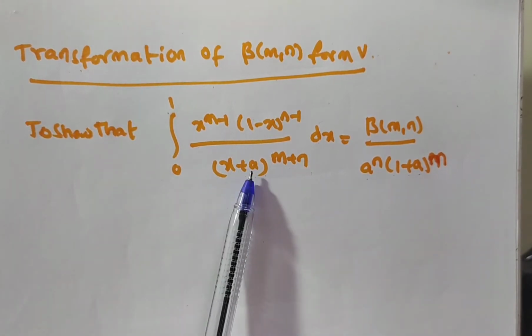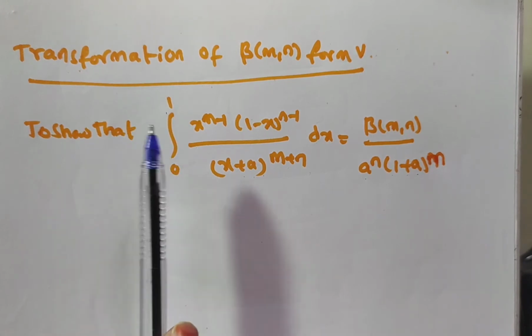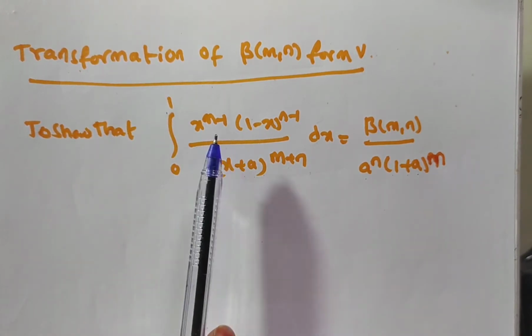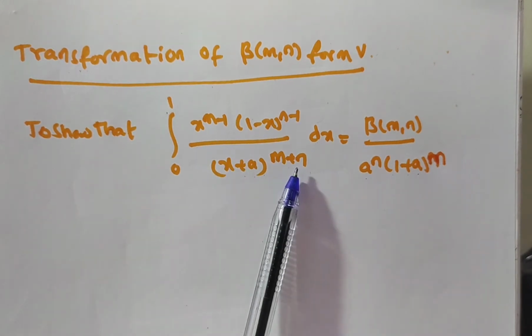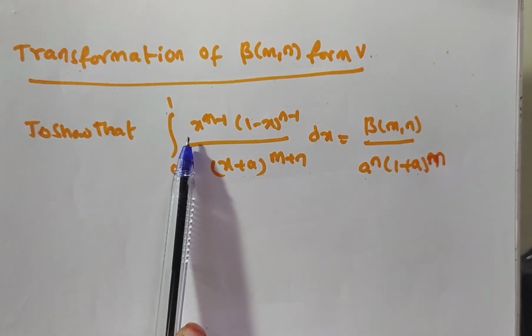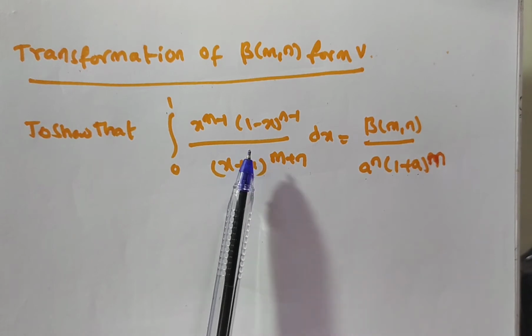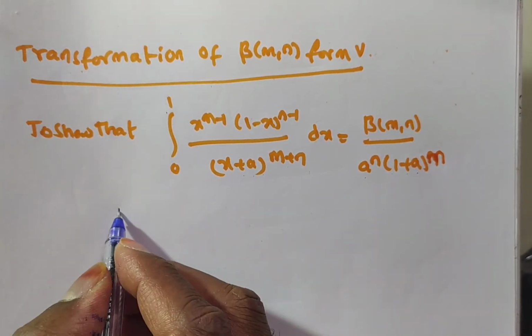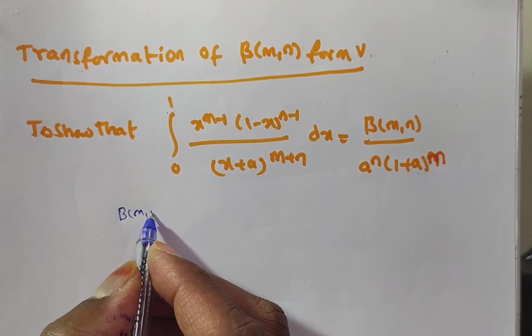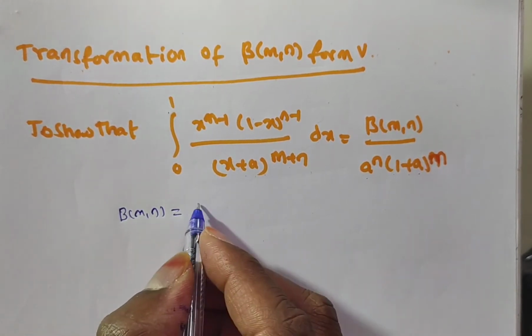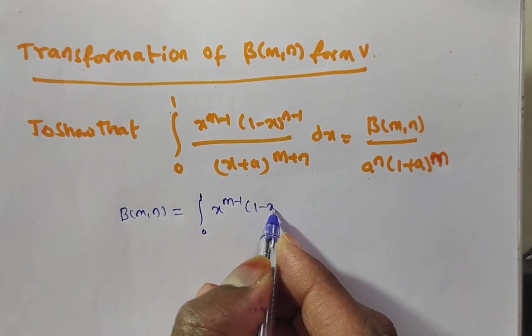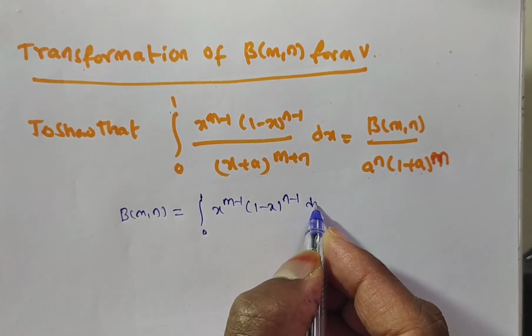Actually, to prove the standard forms 1, 2, 3, 4, generally for the first one we use the standard form 1. To prove second standard form we use the standard form 1, and for 3 and 4 we use the standard forms only. In this case we are using the definition of beta of m comma n. What is the definition of beta of m comma n here? We have integral 0 to 1 x to the power of m minus 1 into 1 minus x to the power of n minus 1 dx.